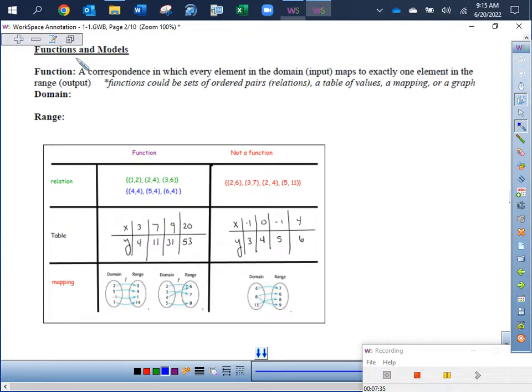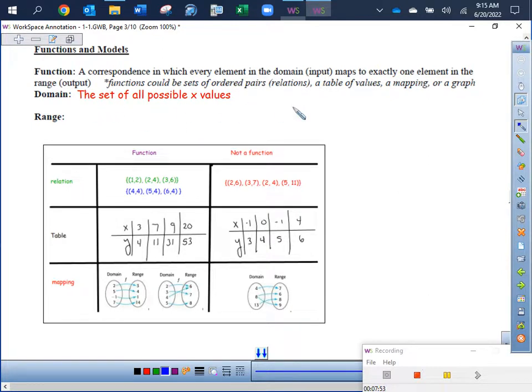Also, functions. We've talked about those before in your math classes in the past. What is the definition of a function? Well, it's a correspondence in which every element of the domain maps to exactly one element of the range. And let's refresh our memory on what domain and range are again. The domain is the set of all possible x values.